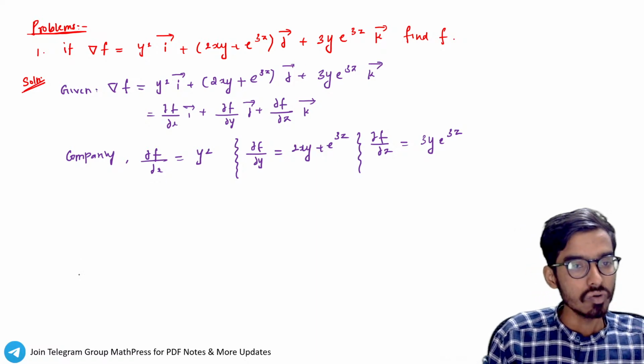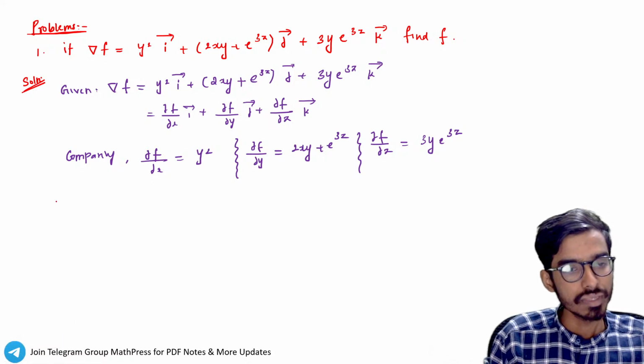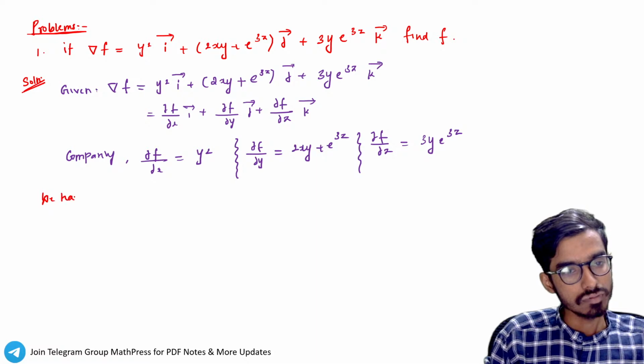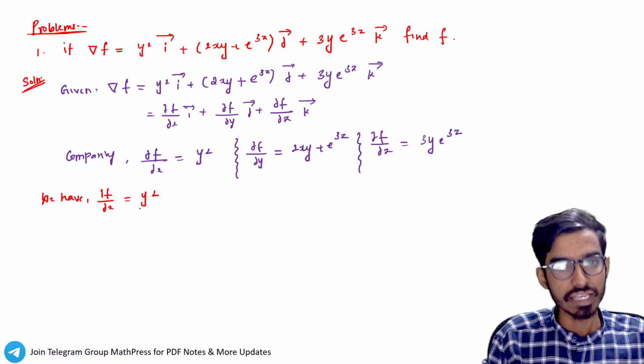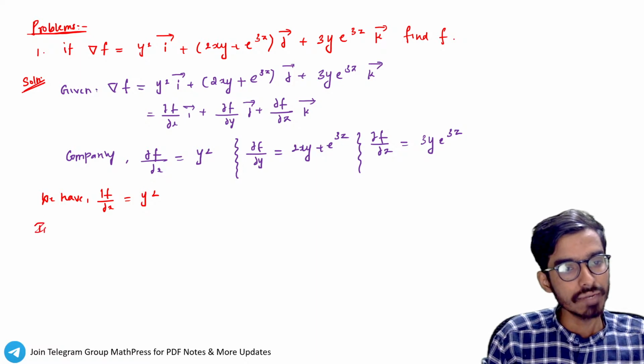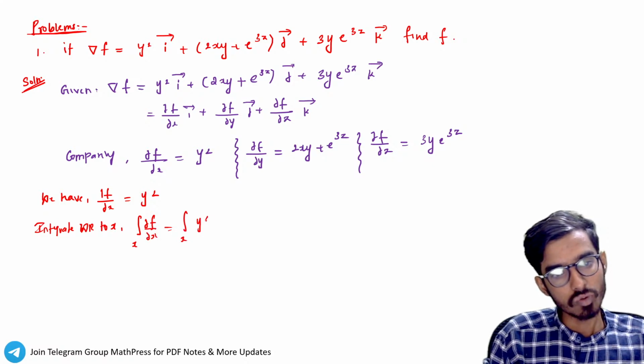Now what you have to do is, you just take the first term. We have dou f by dou x equal to y square. So integrate with respect to x, then only this dou by dou x will vanish. So I'm going to integrate dou f by dou x with respect to x, right?